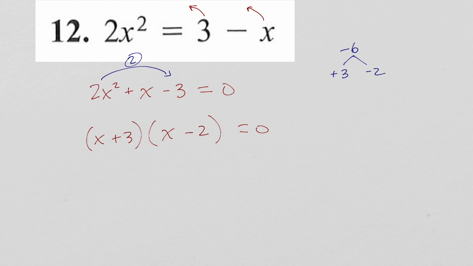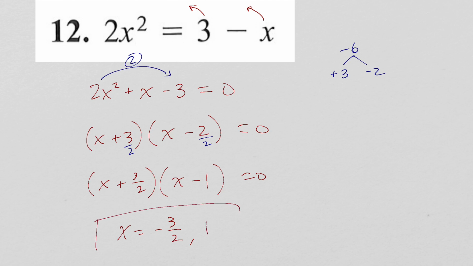That's the slide part. Now we're going to divide by what we slid over, which was the 2. And we'll reduce the fraction if we can. So our answer is going to be x is equal to negative 3/2 and positive 1. And that's it. Notice, by the way, you could have gotten there right from here without doing this step. It's the opposite of this and the opposite of this.